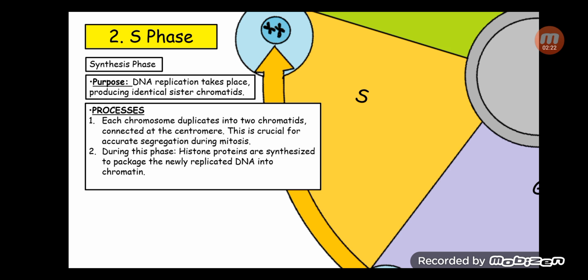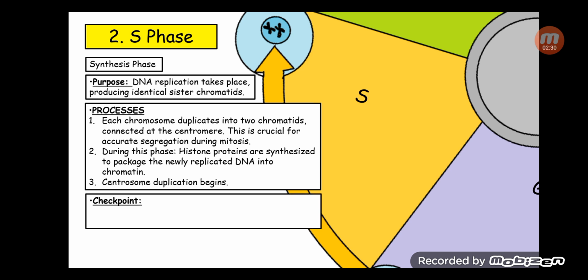During this phase, histone proteins are also synthesized to package newly replicated DNA into chromatin. Centrosomes are also duplicated there. The checkpoint there is the S checkpoint, and there we check for DNA replication errors, ensuring genomic stability.